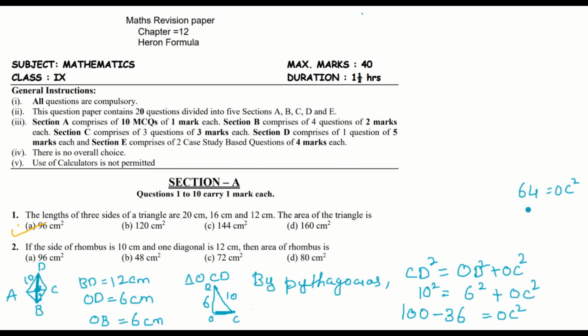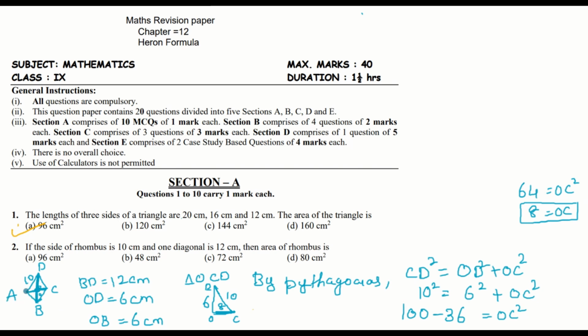Hence the square root of 64 is 8 centimeter. So OC is 8 centimeter. We found OC as 8 centimeter, then OA is also 8 centimeter, the same.